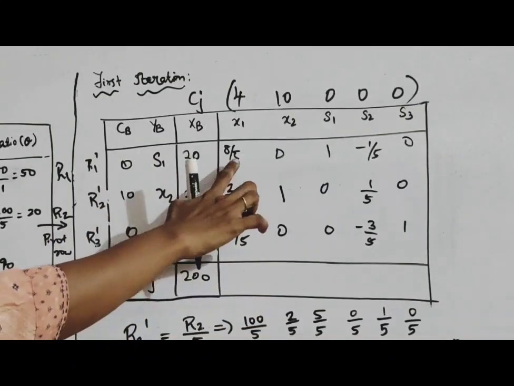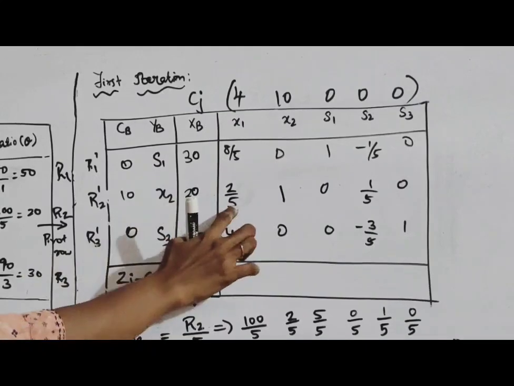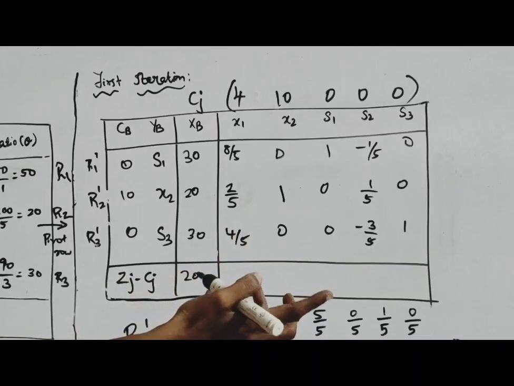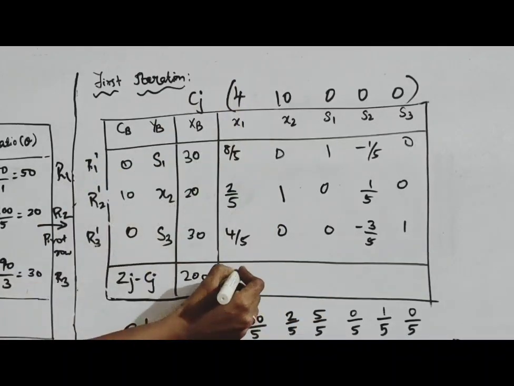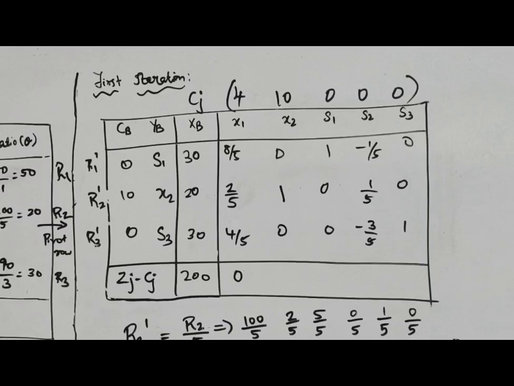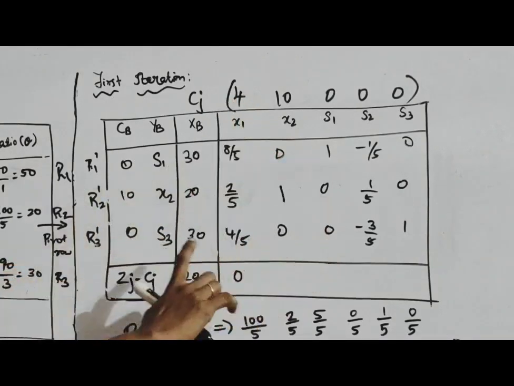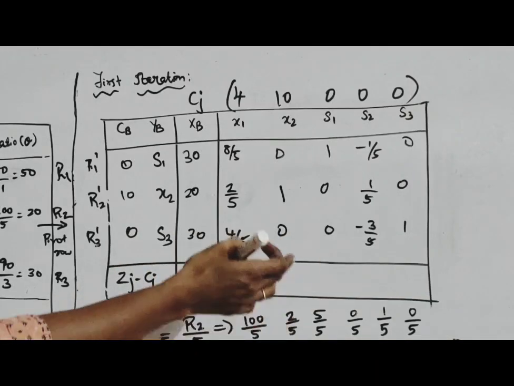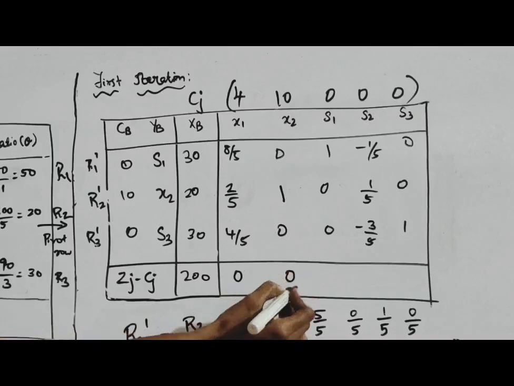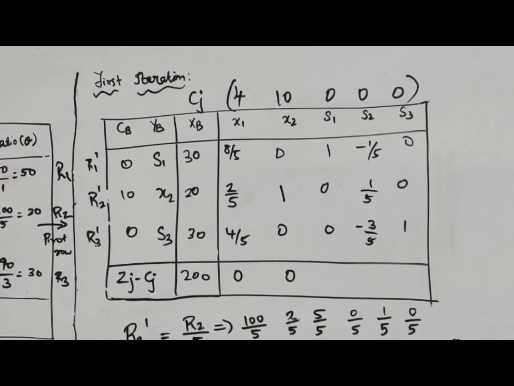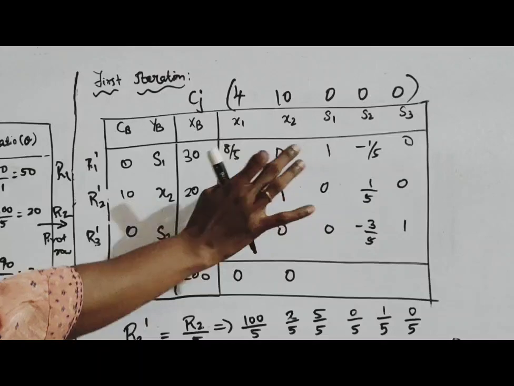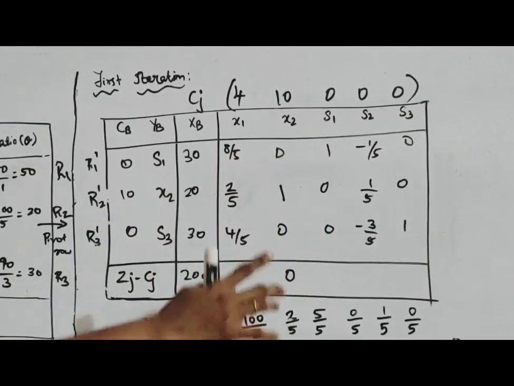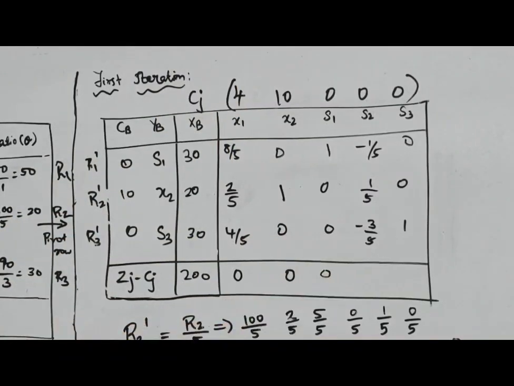Next, 0 into 8 by 5? 0 plus 10 into 2 by 5? 4 plus 0 into 4 by 5? Again 0. 4 minus 4? 0. Okay. Next, 0 into 0? 0. 10 into 1? 10 plus 0 into 0? 0 minus 10. 10 minus 10? 0. Okay. Next one. 0 into 1? 0. 10 into 0? 0 plus 0 into 0? 0 minus 0. The value is 0.